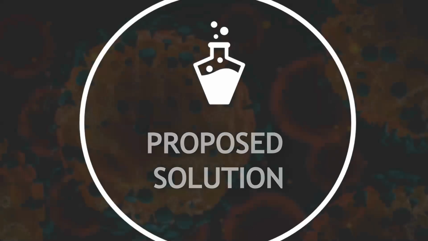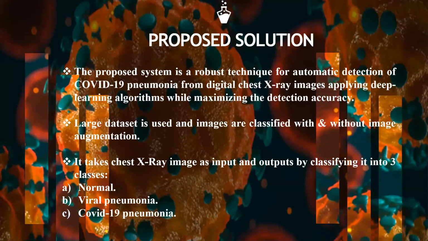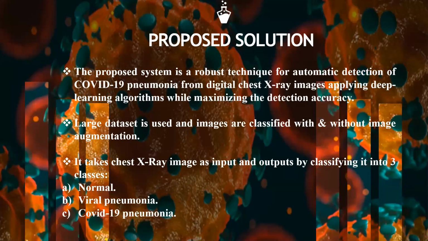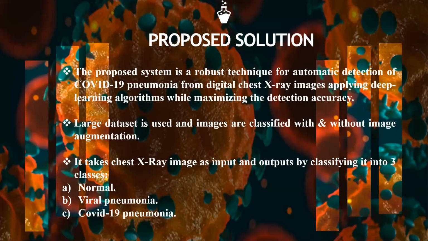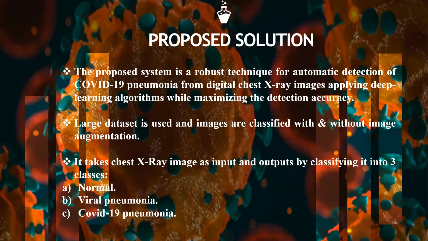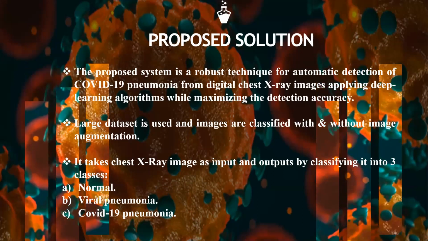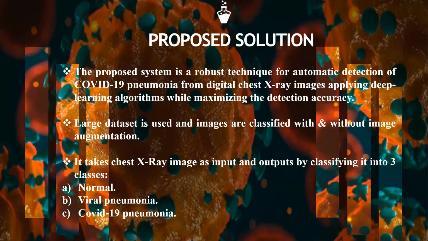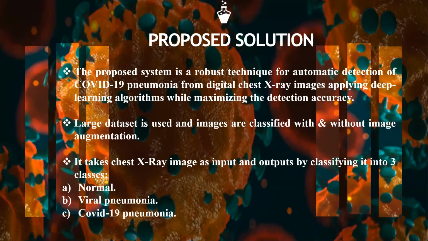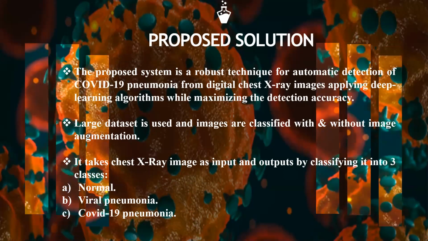So in our proposed solution, we are going to detect COVID-19 using automated test X-ray images and applying deep learning algorithms. Here we are using a large data set and classifying the images with and without image augmentation. That is, we are doing 3-class classification. We are taking the chest X-ray images as the input, and the output we are getting as normal, viral, or COVID-19 pneumonia. So the next slide will be explained by Pooja.